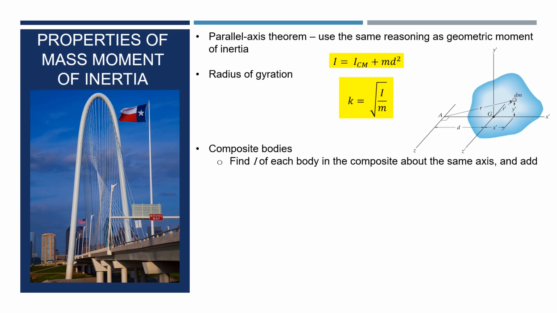So the parallel axis theorem for mass moment of inertia works the same way as what we learned before. This time, instead of area, we have mass times the distance the mass is from the axis of rotation. So here's d right here. Radius of gyration: if all the mass were concentrated at a particular radius, you get the same moment of inertia. There's that. Composite bodies: you find the moment of inertia of each part of the composite about the same axis. And then you can just add up the moments of inertia.